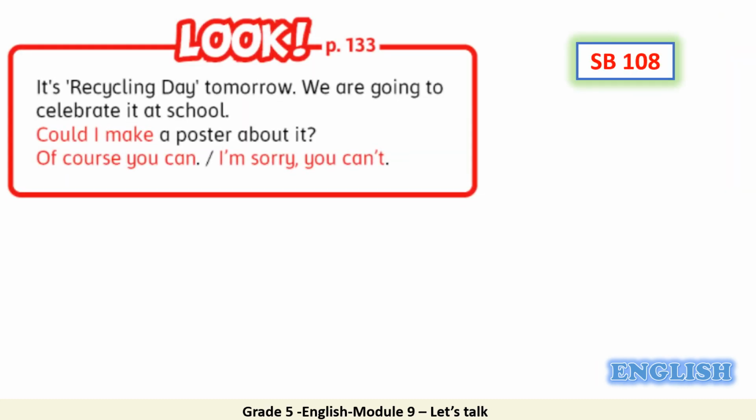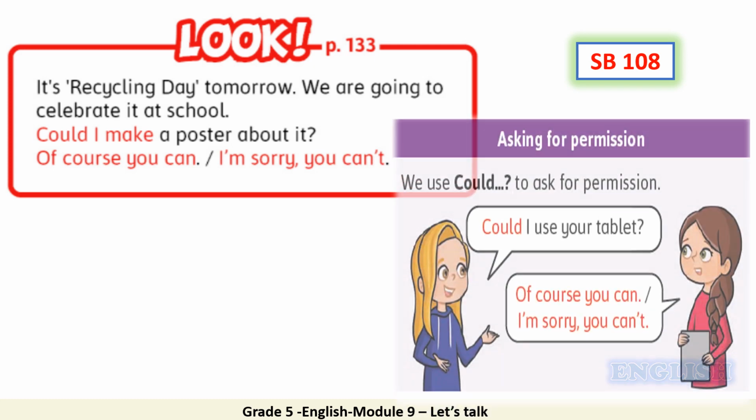Let's start by looking at our student book page 108, the look box. Let's read it together. It's recycling day tomorrow. We are going to celebrate it at school. To ask for permission, we say, could I make a poster about it? If the person accepts, they would say, of course you can. Or if they refuse, they would say, I am sorry, you can't.